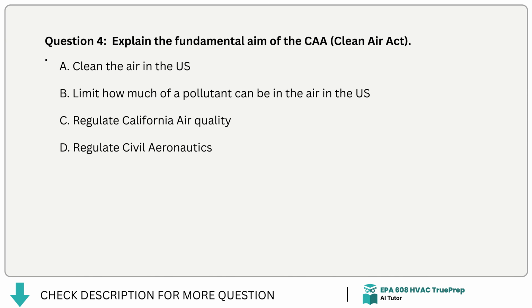Question 4. Explain the fundamental aim of the CAA, Clean Air Act. A. Clean the air in the U.S. B. Limit how much of a pollutant can be in the air in the U.S. C. Regulate California air quality. D. Regulate civil aeronautics. The correct answer is B. Limit how much of a pollutant can be in the air in the U.S.